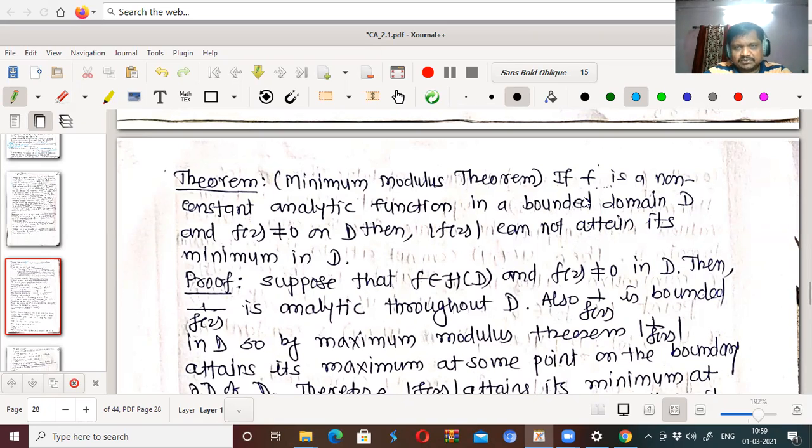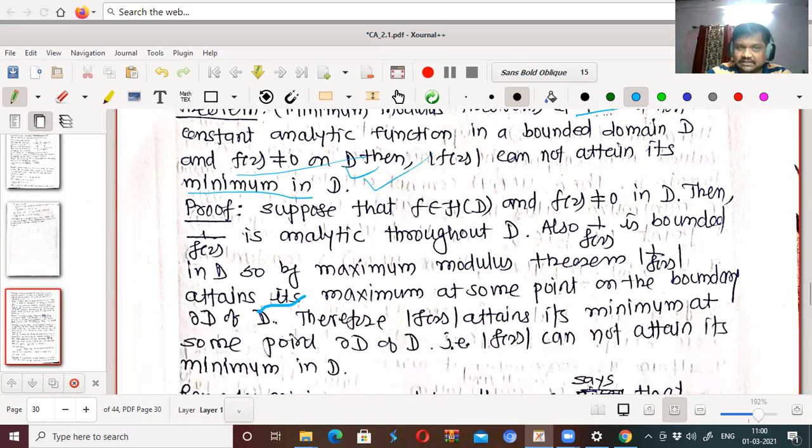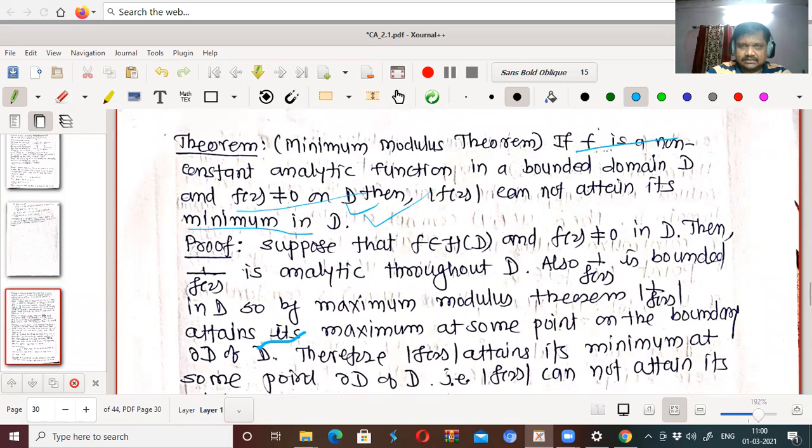What does this minimum modulus principle say? If f is a non-constant analytic function in a bounded domain D and it is non-zero on D, non-constant, non-zero, then f(z) cannot attain its minimum in D. If any function is non-constant and non-zero, then its modulus is not minimum inside D. The minimum may be on the boundary of D, but not inside D.